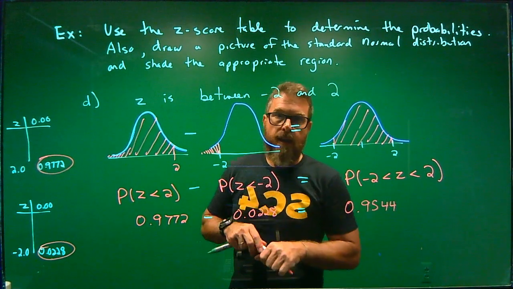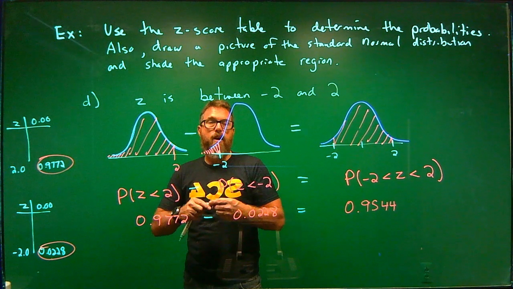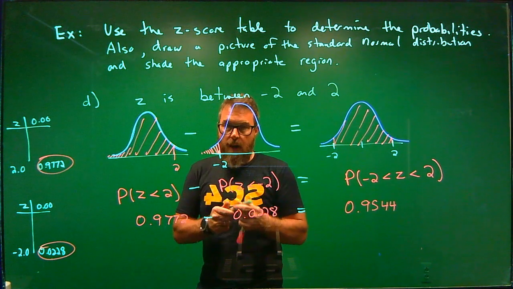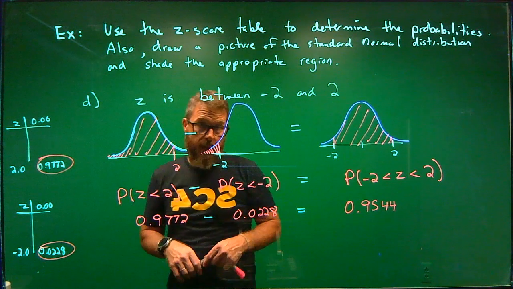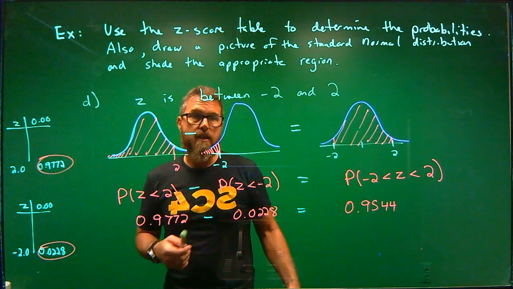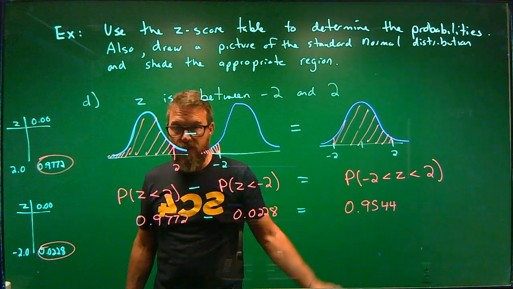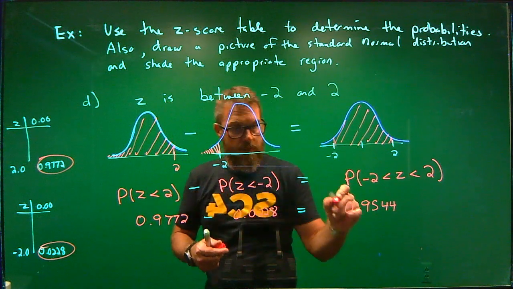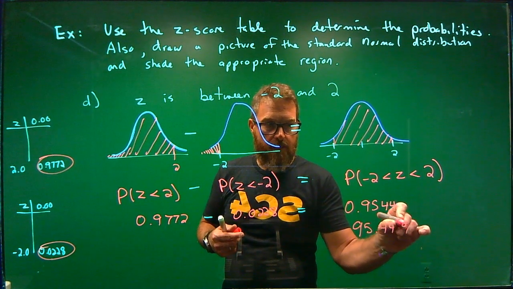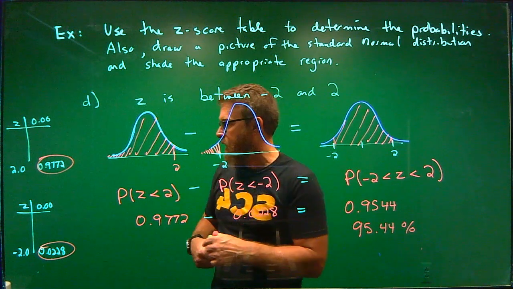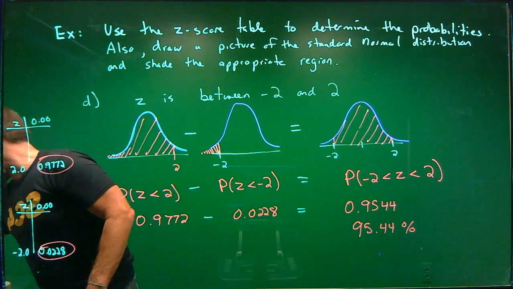0.9544. Now, at the beginning of your statistics classes, we always say the area between -2 and +2 standard deviations is about 95%. And the reason why they say it's about 95% is because it's actually slightly bigger. This really represents 95.44%, but you know what? About 95% is good enough for the beginning of class.